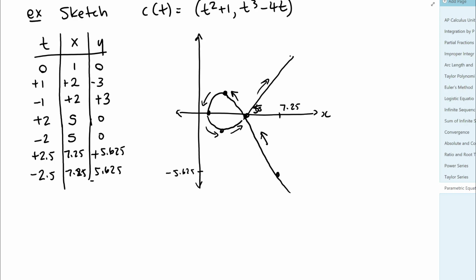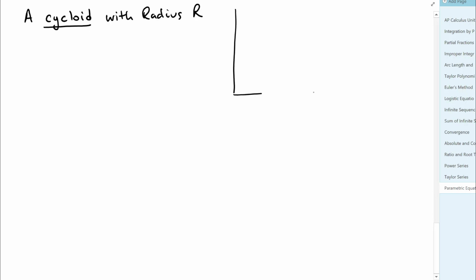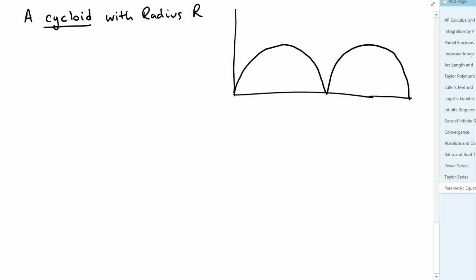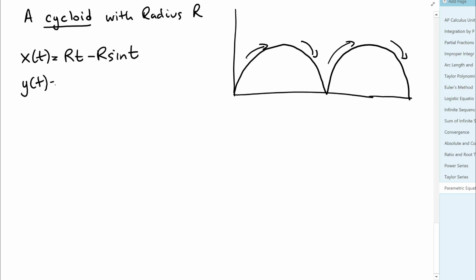We'll take a look at another example. This is a special shape called a cycloid. And a cycloid is like a path that kind of bounces along the axes here with radius r. And it always has an x function that is rt minus r sine t, and a y function that is r minus r cos t.